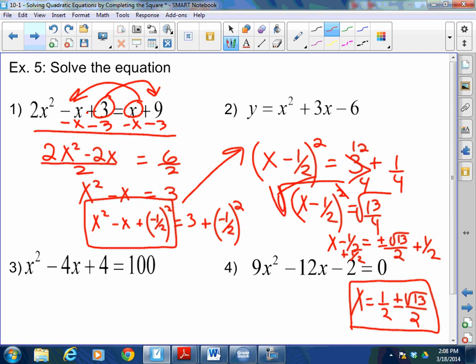Yeah, I square rooted both sides to get rid of the power of 2. I found the square root of 13 over 4. I got 13 over 4 because 3 plus 1/4, that goes to 4, that goes to 12. I added fractions.